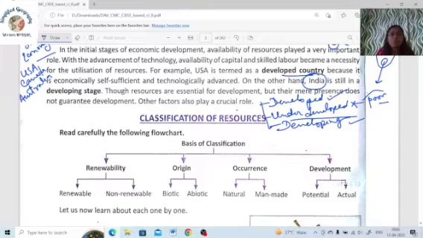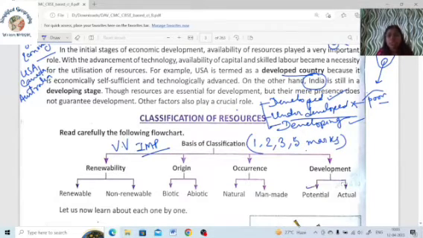Now, on the basis of classification, how many types of resources are there? It is a very important question. Each and every year, 1, 2, 3 and 5 marks questions come from this. Maybe they ask you to differentiate between two types of resources. Maybe the features are given for you to write, or they'll ask you for the whole chart. So this question is very important. Make sure you are learning this by practicing this flowchart. So let us come to the basis.